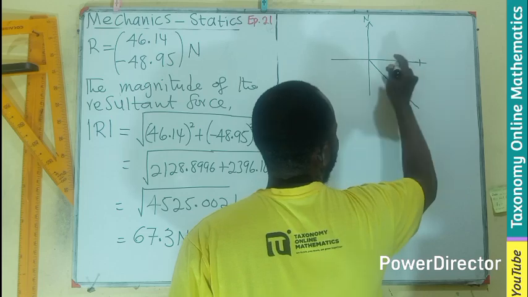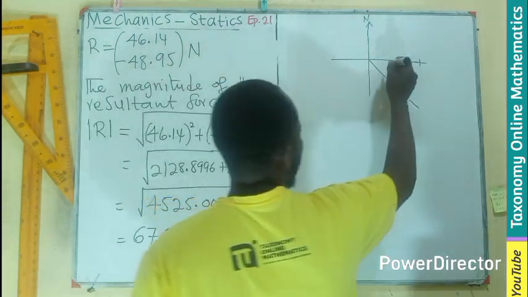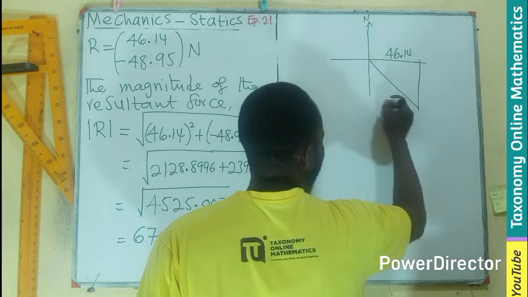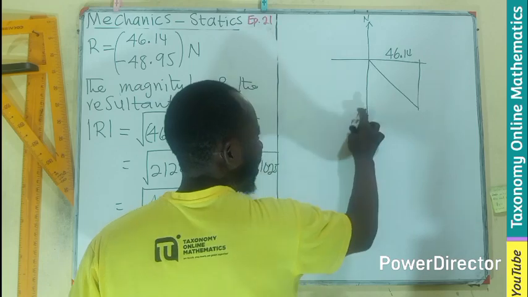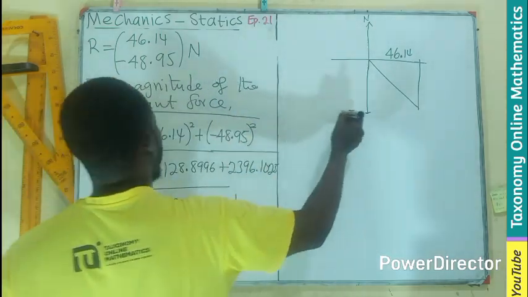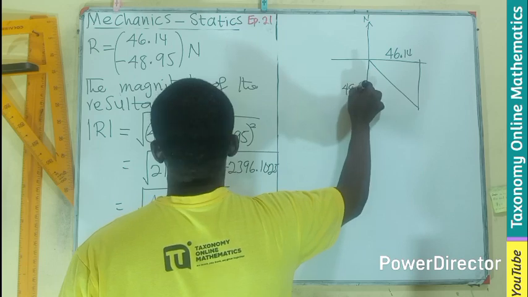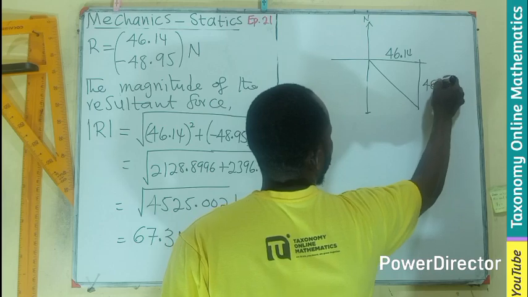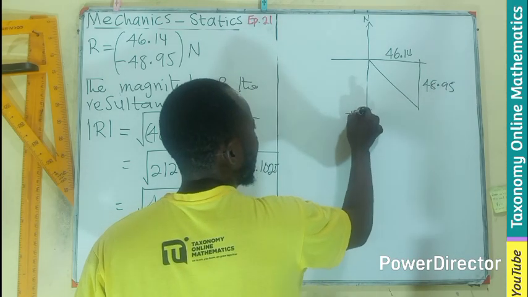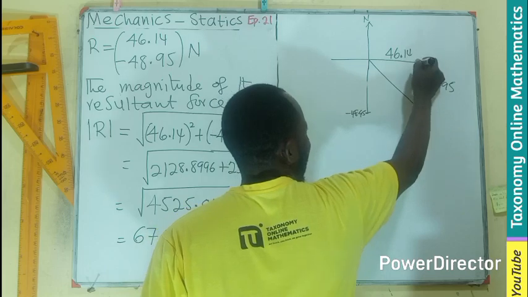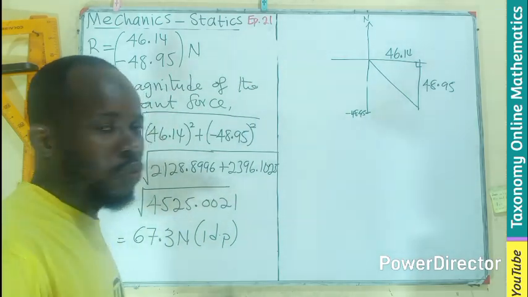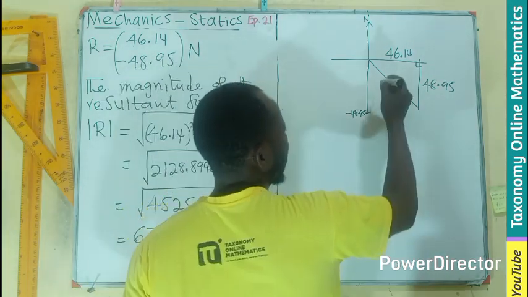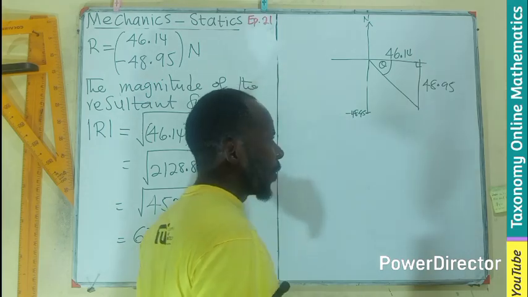If I am here, the distance I am measuring is 46.14. If I am moving here, the distance to meet this point is 48.95. Here will be negative 48.95, but I am looking for the distance, not the direction. The negative shows where the y-axis value is going. Now we need to find the angle this force makes with the x-axis, that acute angle.